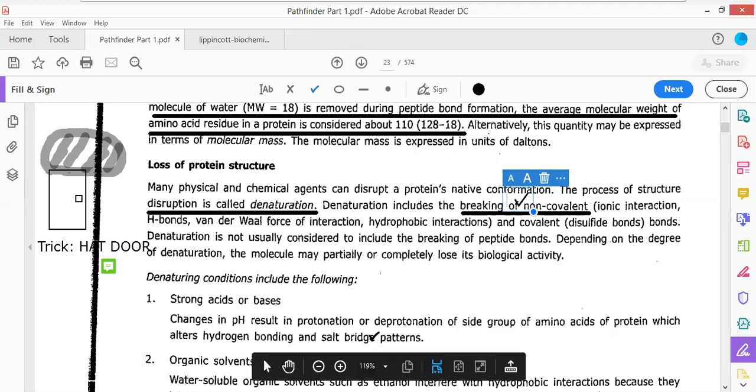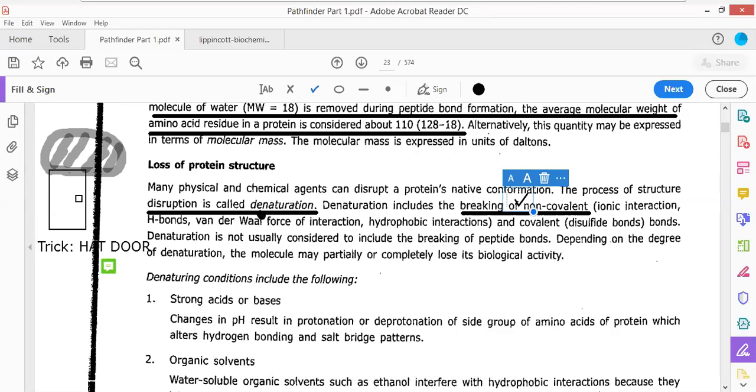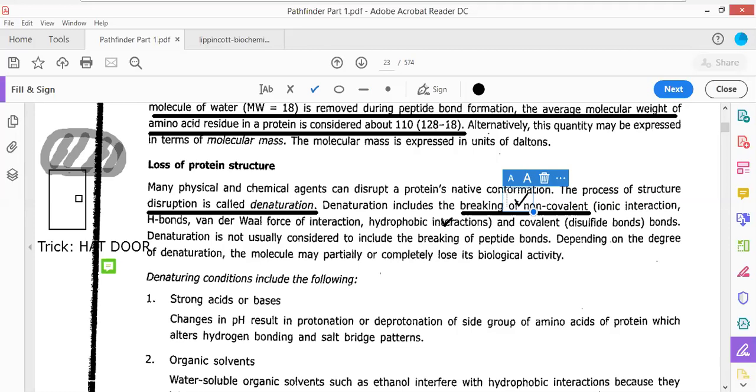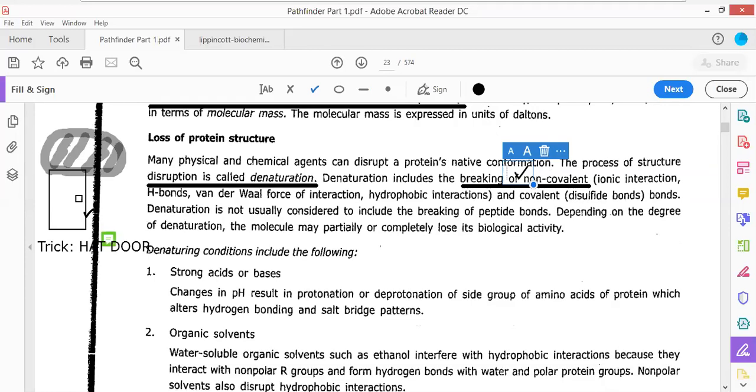When non-covalent interactions are lost, it is referred to as denaturation. This is what is referred to as denaturation. Now, denaturation includes the breakage of hydrogen bonds, van der Waals forces of interaction, hydrophobic interaction, etc. I will be telling you about all these different types of interactions also. Now, denaturation is not usually considered to include breakage of the peptide bond. Very important. Denaturation does not mean that the peptide bond is broken. In fact, in the majority of denaturations, the peptide bond is never broken.